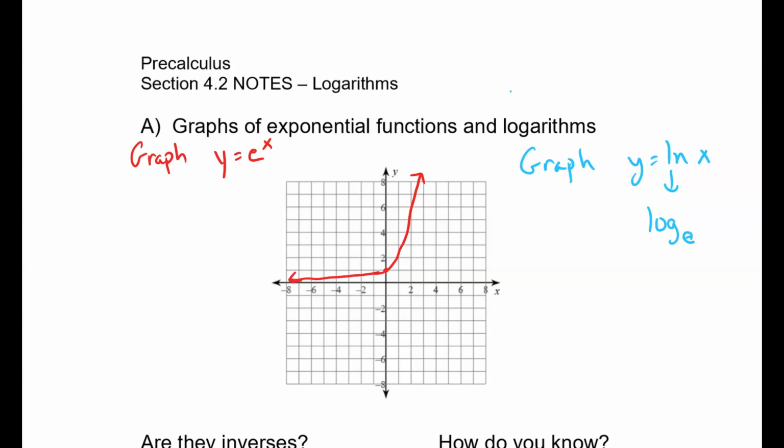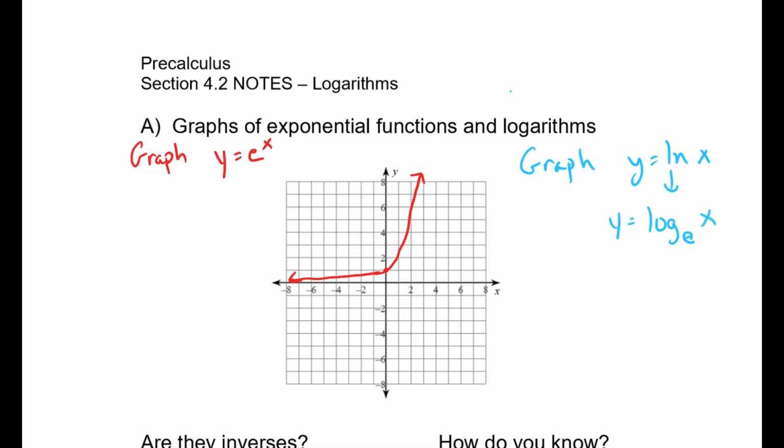What is e? e is a number like pi that has no end. It's irrational, and it goes 2.718, and so on. But it is a key number that is used in a lot of mathematical models, engineering, statistics, calculus, all the time. So it's huge. Just remember, you could rewrite that as y equals log base e of x.